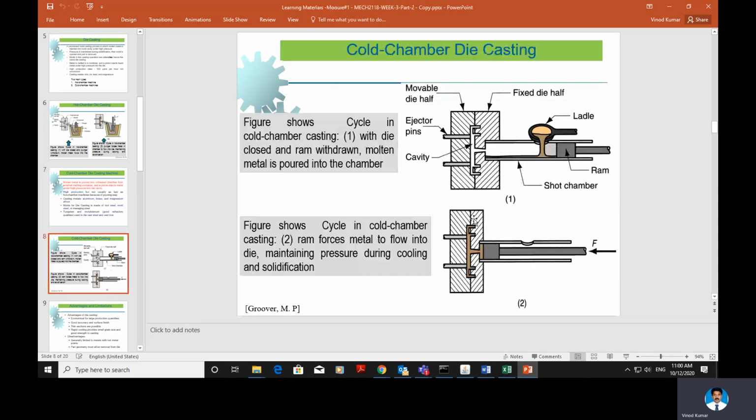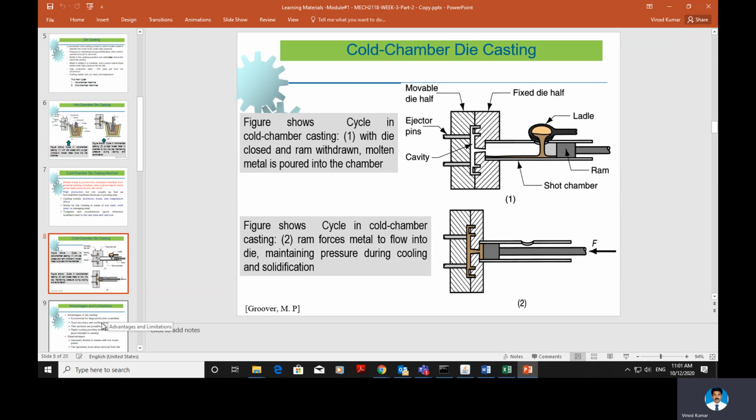the molten metal is injected into the cavity because of the movement of the ram. Whenever the ram or piston moves, the molten metal is pushed and injected into the cavity. The cavity will be filled by the molten metal. So this is the process. With the die closed and ram withdrawn, molten metal is poured into the chamber, and then the ram forces the metal to flow into the die, maintaining pressure during cooling and solidification. This is termed the cold chamber die casting process.